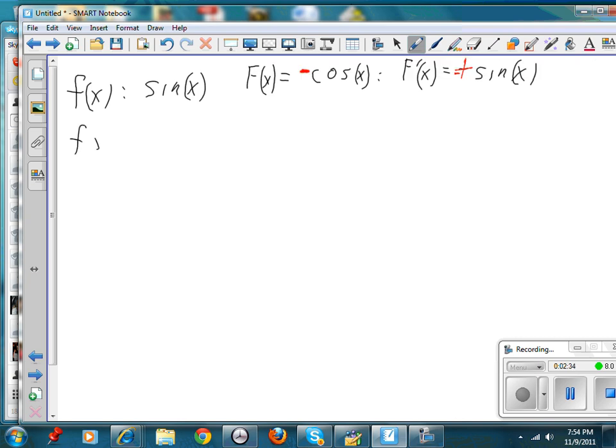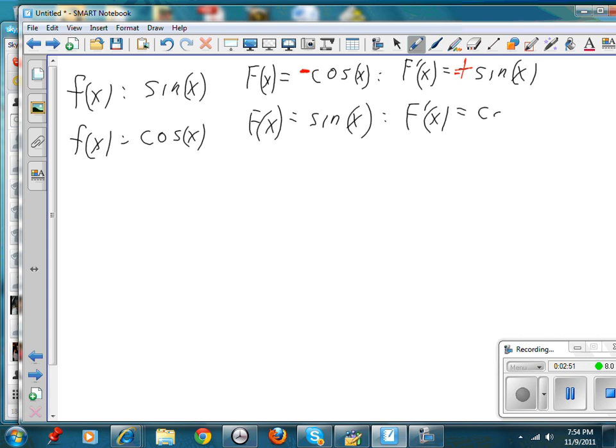What about f of x equals the cosine of x? Well, let's try that. I'm going to say the antiderivative is the sine of x. If that's true, well, let's test it. What's the derivative of the sine of x? That's equal to the cosine of x. Yes, it is. Check, check. Okay, how about another one?